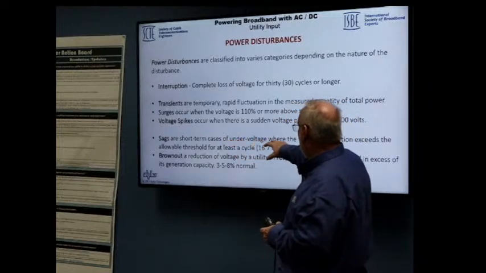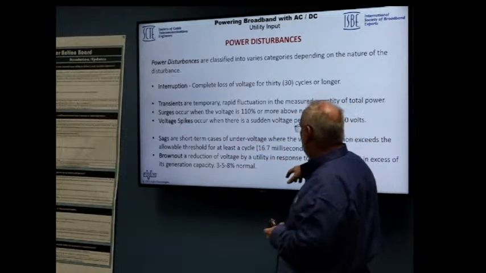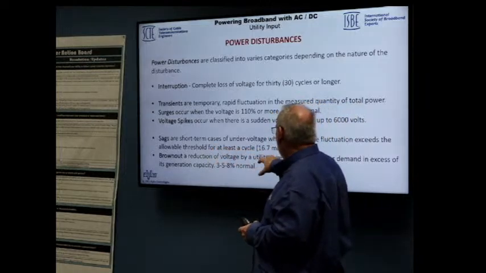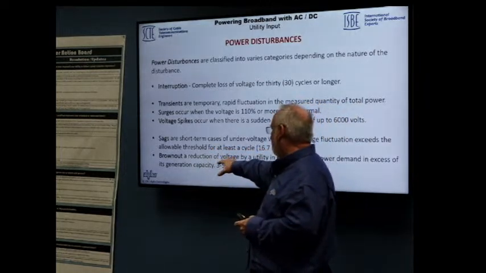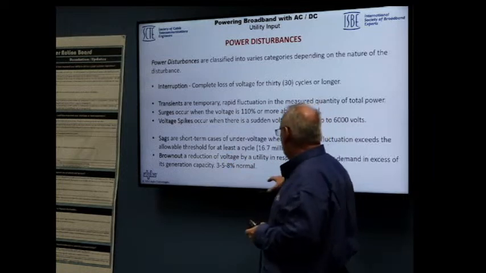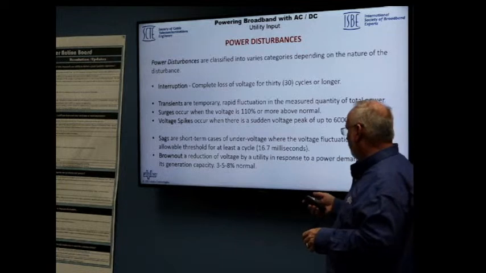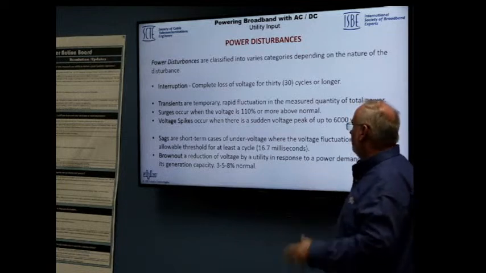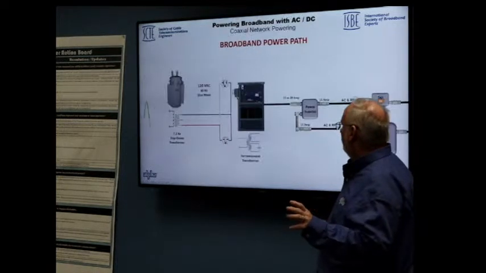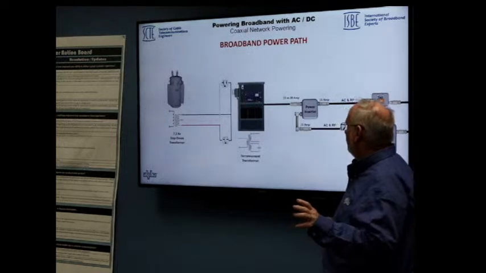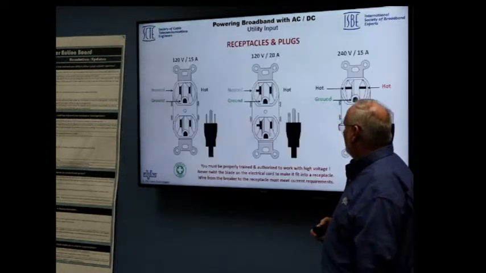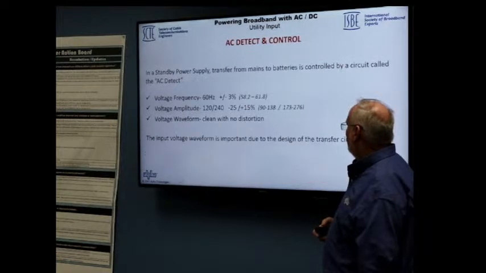Sags are short-term cases of undervoltage where the voltage exceeds the allowable threshold for 60 milliseconds, and then brownout is when you have a utility response, and effectively it's in excess of 3 to 5%, and the whole plant will go down a voltage. Whoop, sorry. Sometimes this thing does that. Okay, back.